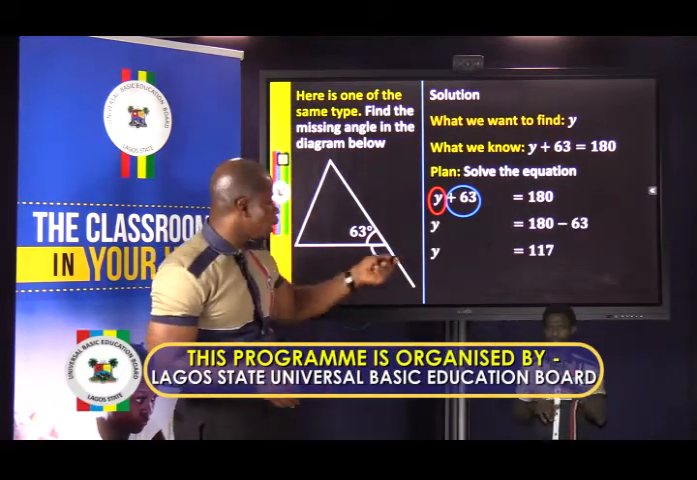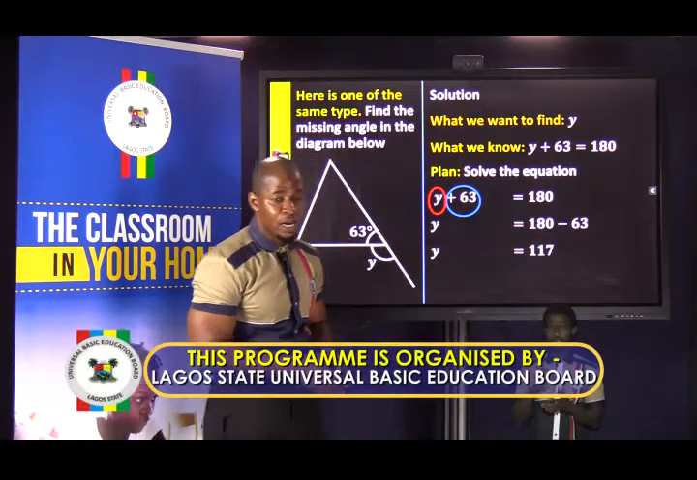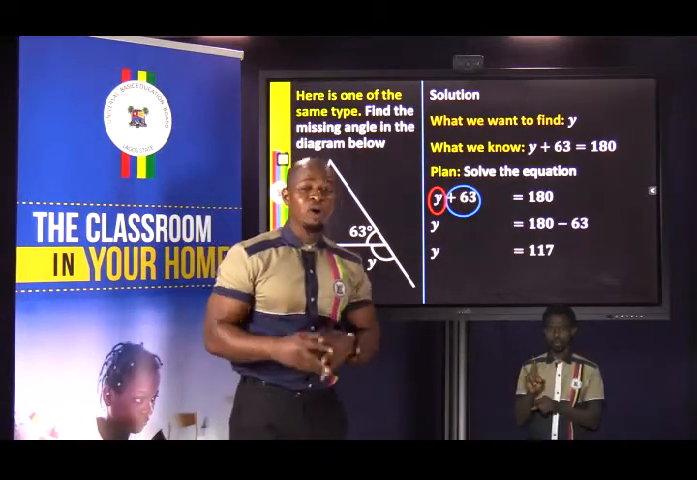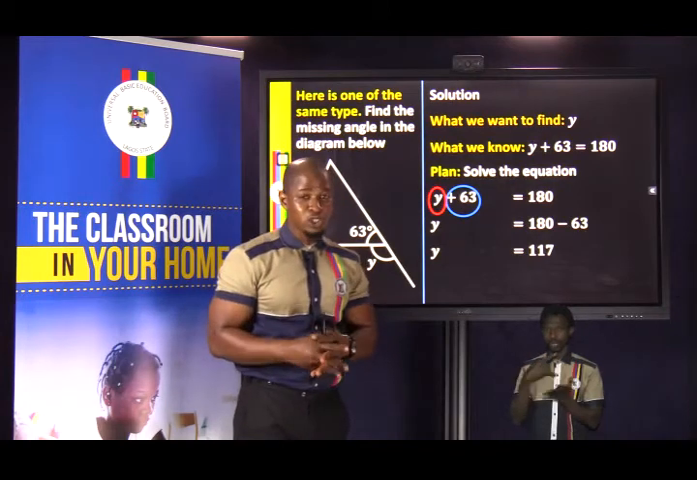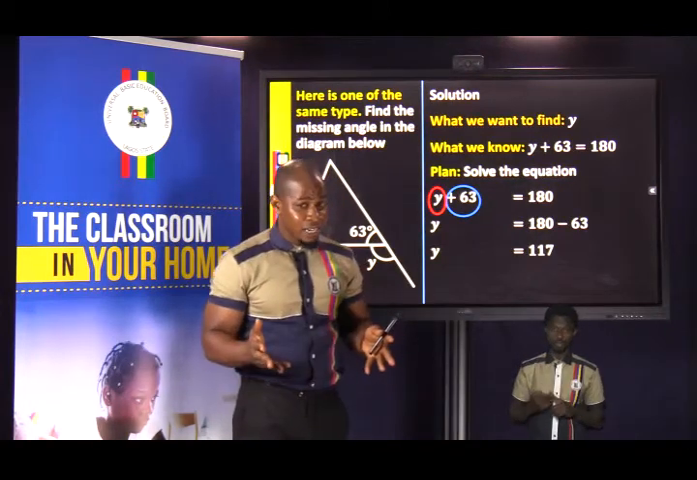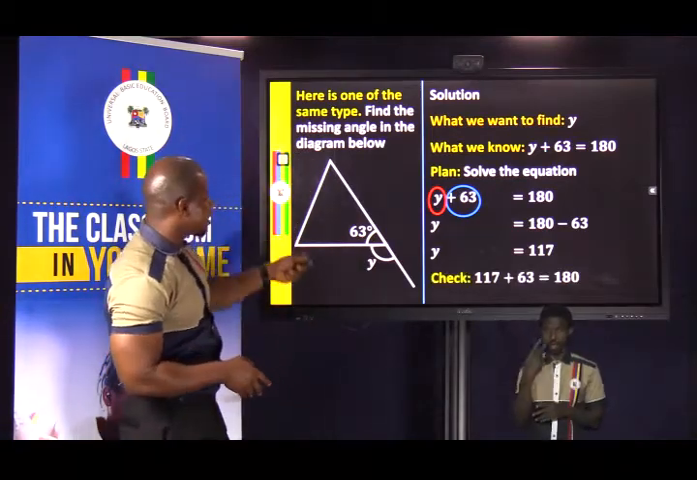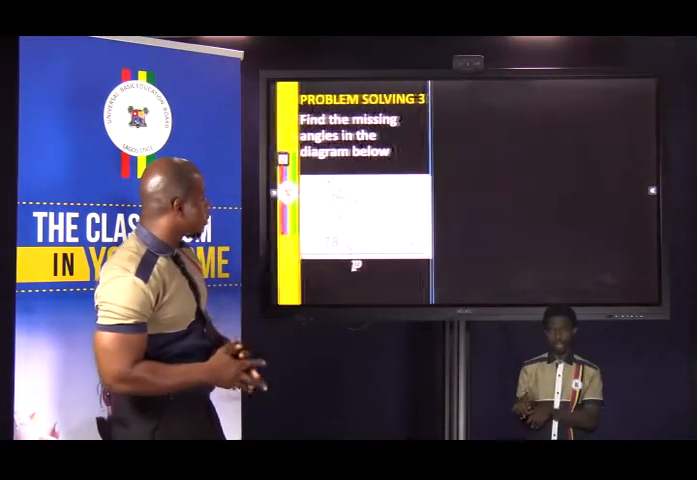So y is 180 minus 63, and when we do the subtraction, we get 117. I'm sure that is exactly what you got, my friend. Isn't it? Beautiful. Now, let's see yet another variant of the problem.